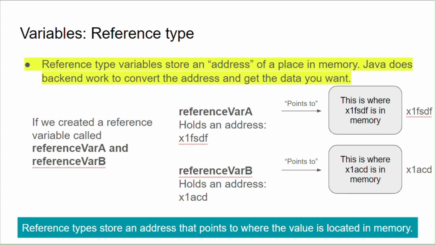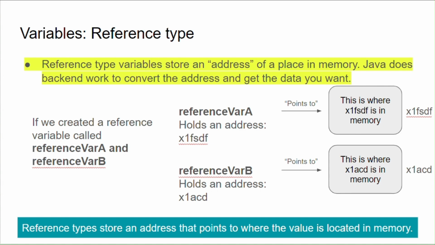Right, so now let's talk about reference type variables. The key thing with reference type variables that I think you need to understand is that they hold an address of a place in the computer's memory. And then Java does the work. It knows that reference variables hold addresses, and it has its own mechanisms to convert those addresses to get the data that you want.